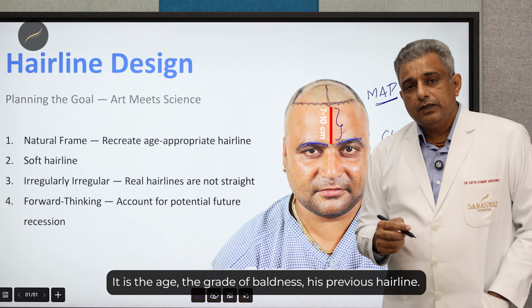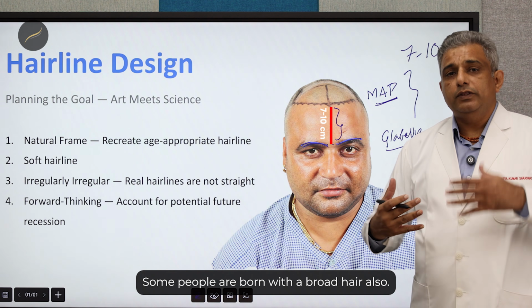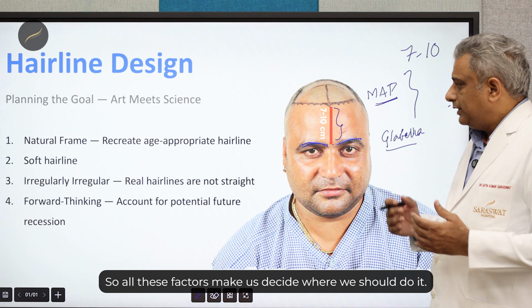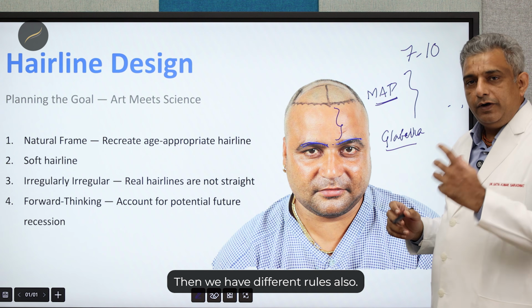It is the age, the grade of baldness, his previous hairline. Some people are born with a broad hairline also. So all these factors make us decide where we should do it. Then we have different rules also.